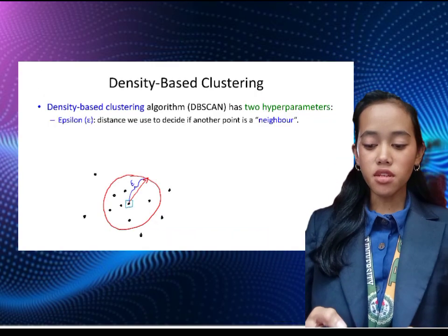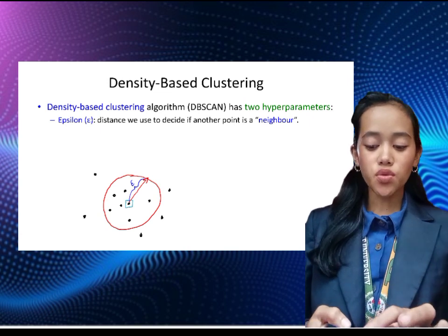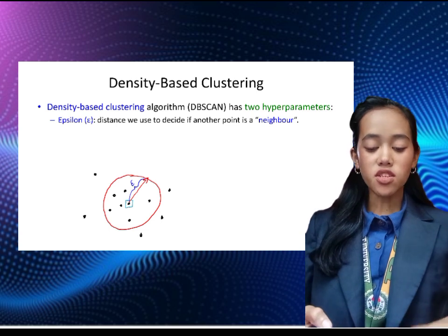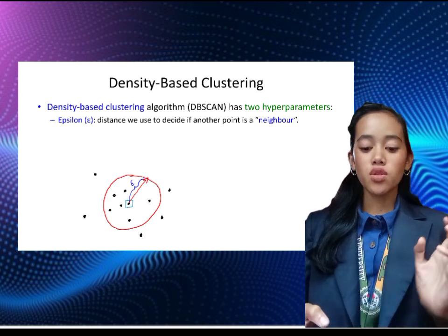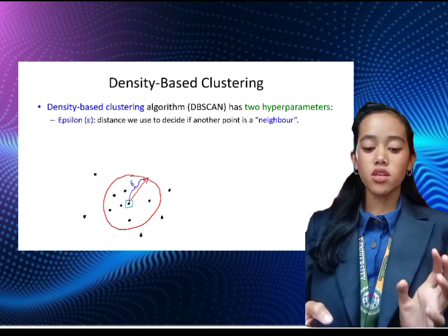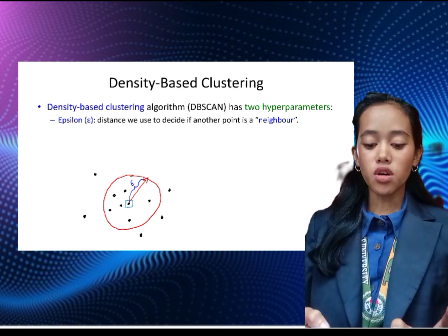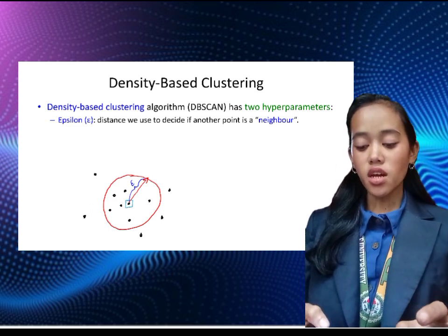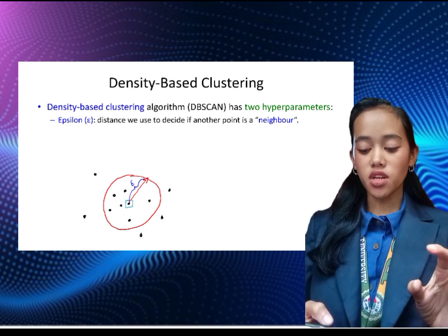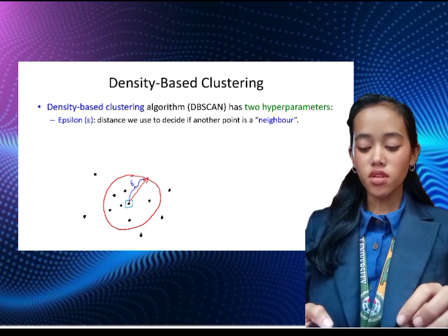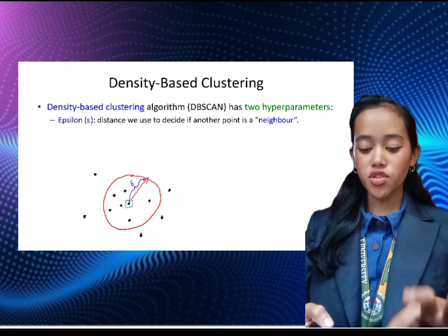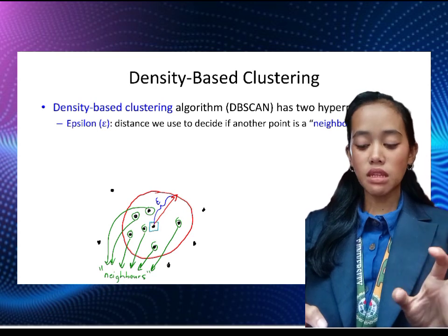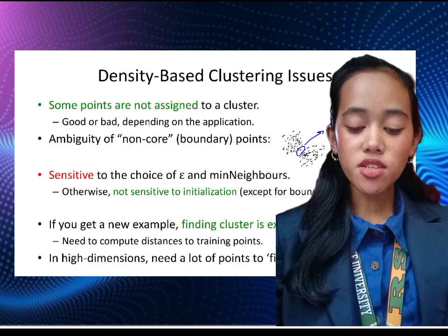Density-based clustering algorithm, also known as DBSCAN, has two hyperparameters, epsilon and the minimum number of neighbors. Epsilon is a distance measure that will be used to locate the points and to check the density in the neighborhood of any point. As you can see in the illustration, there is a center point and the epsilon circle, and inside the circle there are 6 points, and that will be the neighbors.